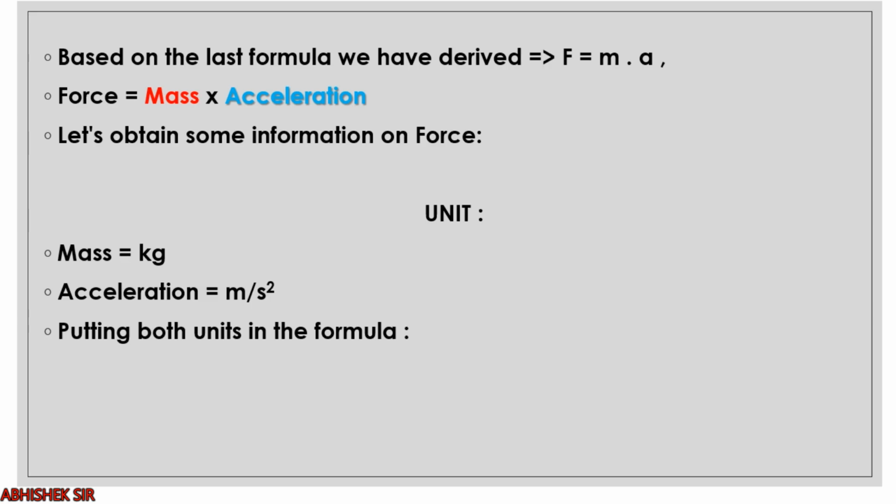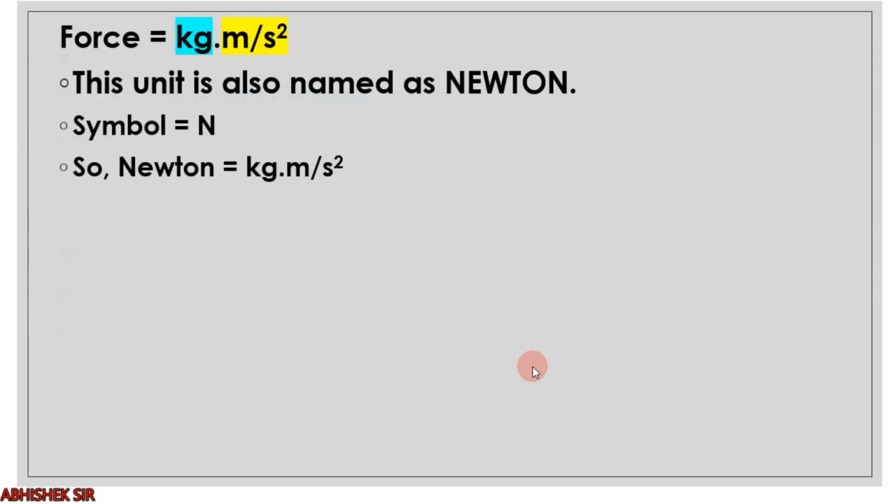So let us now obtain the unit of force. What is the unit of mass? That is kilogram. The unit of acceleration is meter per second square. Now if you put both these units in the formula of force, that will give you force equals kilogram meter per second square. So the standard unit of force based on the formula mass into acceleration is kilogram meter per second square, right?